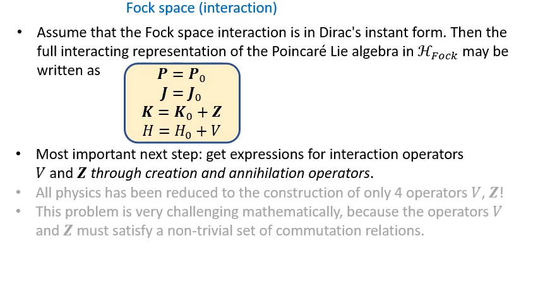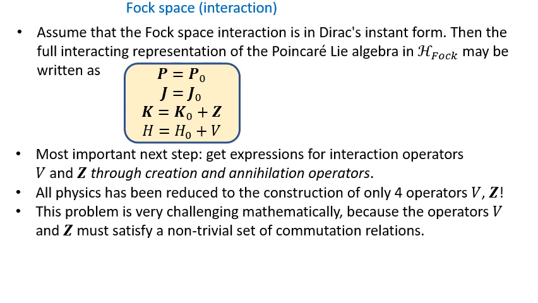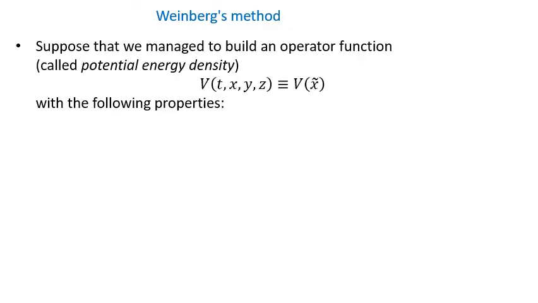So the next important step is to get expressions for interaction operators V and Z through creation and annihilation operators. Isn't it remarkable that all physics is now reduced to the construction of only four operators, V and Z? But this is a very challenging mathematical problem because we have to satisfy a large number of Poincaré commutators. Weinberg suggested an ingenious method for solving this problem. His construction is done in several steps.